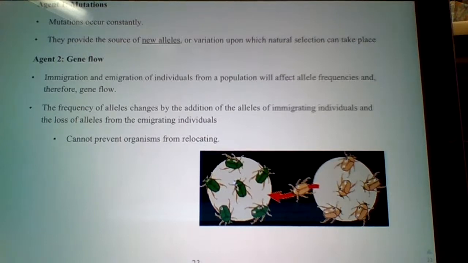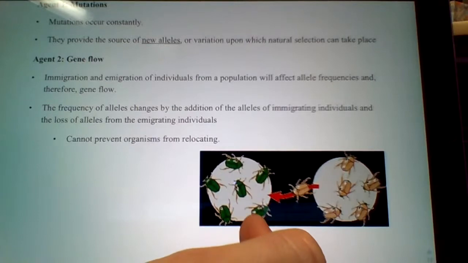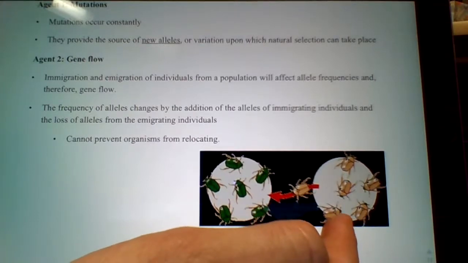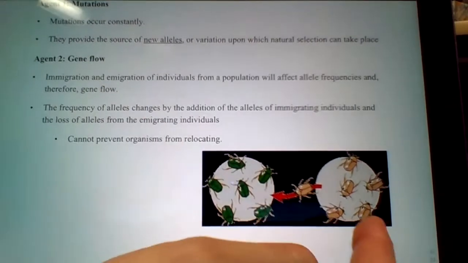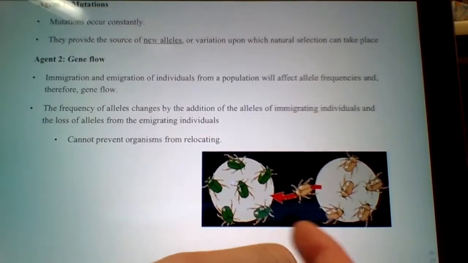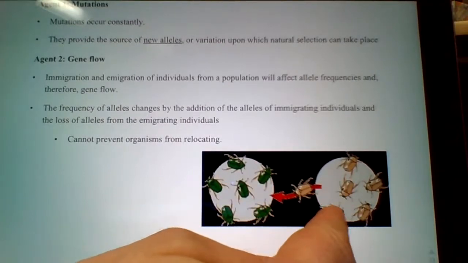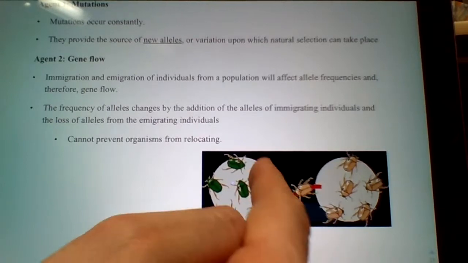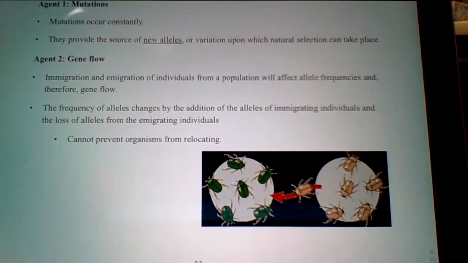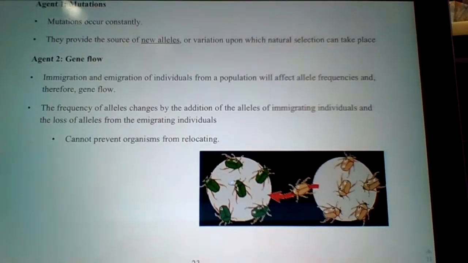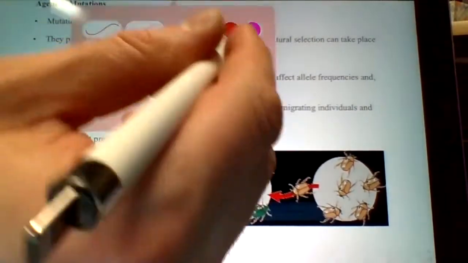So in this example that they've given us here, we have a population of green beetles and a population of brown beetles, maybe from two different locations. And when these two populations are joined, the gene frequency goes from 100% green and 100% brown to 6/7 green and 1/7 brown.